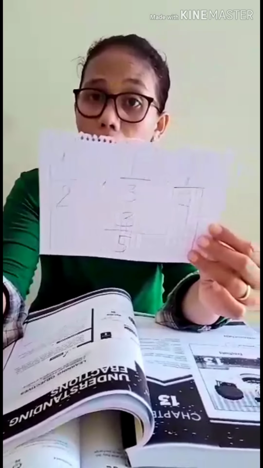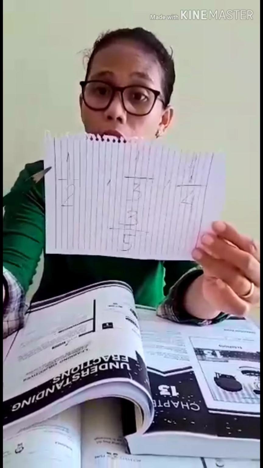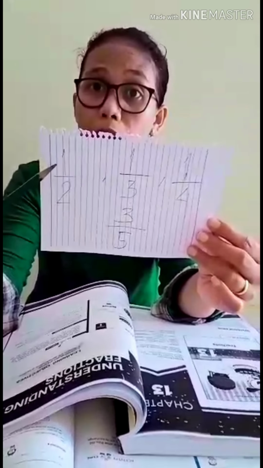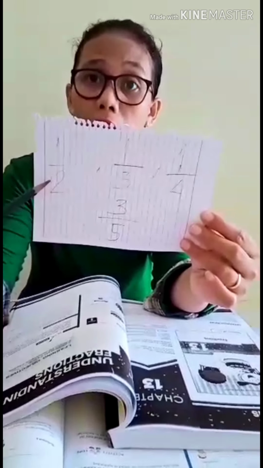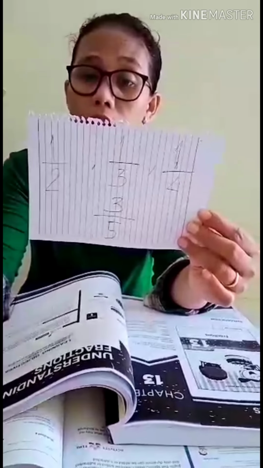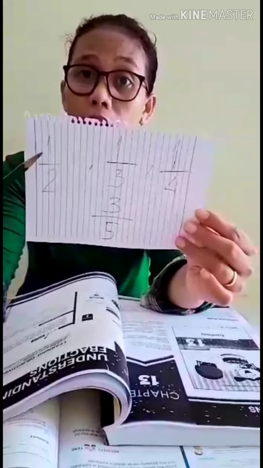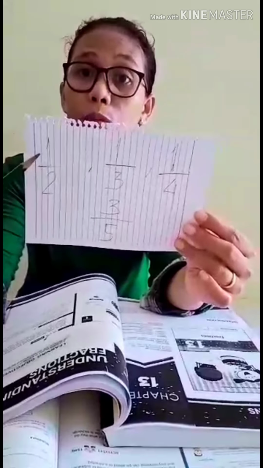Remember, my students, in one half, one means numerator, and half means denominator. Just remember, numerator is always on top, denominator is always at the bottom. Alright, so please now open your textbook, page 69.